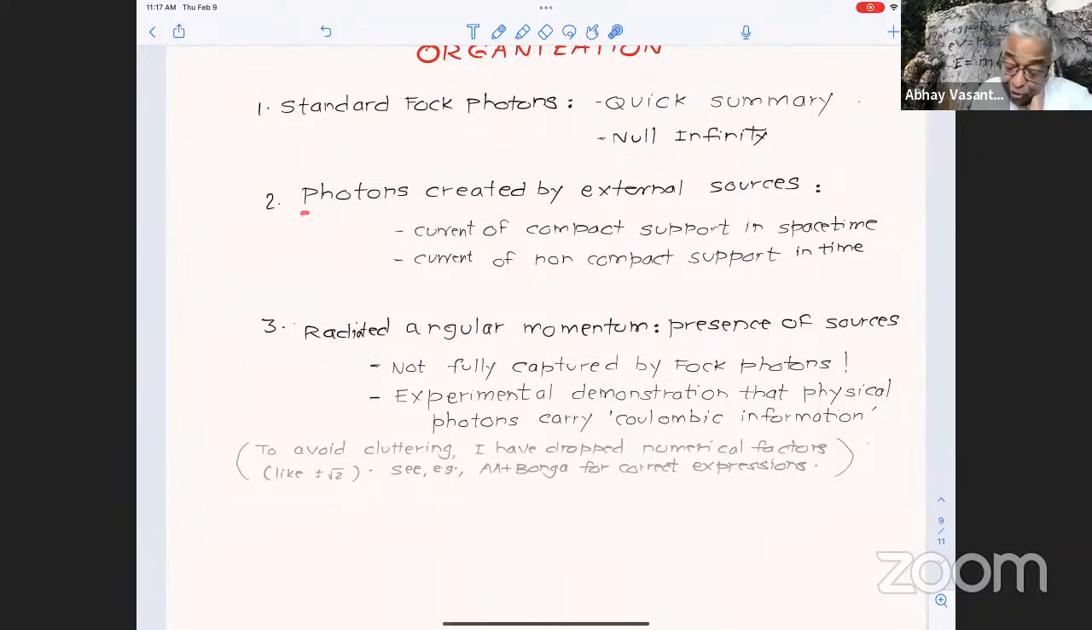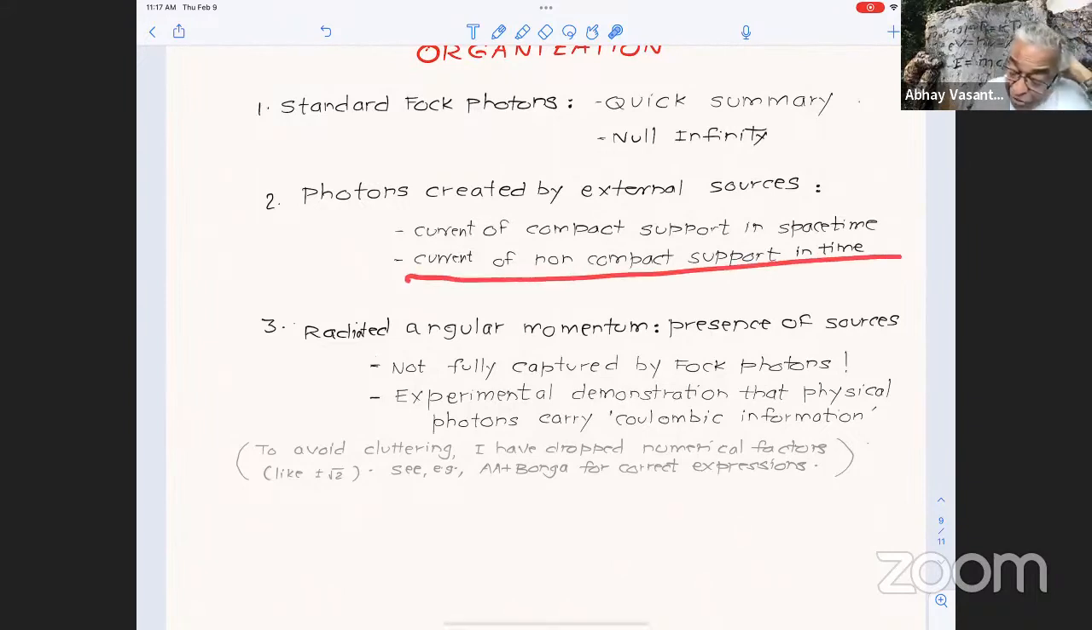Then I looked at the photons created by external sources. If the source is really a current of compact support in spacetime, then we can live in the Fock space, again assuming the source is such that we don't have infrared sectors. We can just carry out everything in the Fock space, and everything is as expected. If the incoming state was vacuum, then the outgoing state is a coherent state, peaked at the retarded solution.